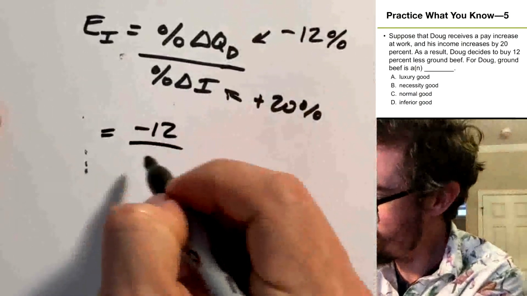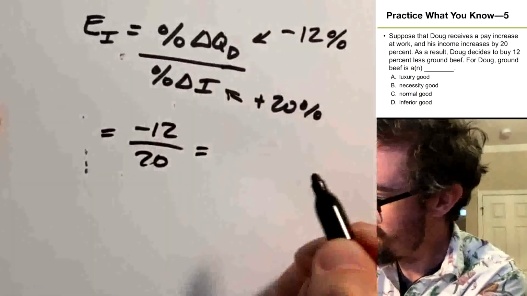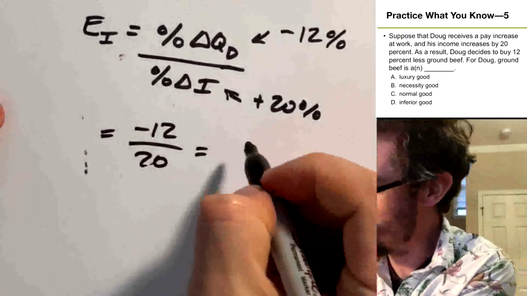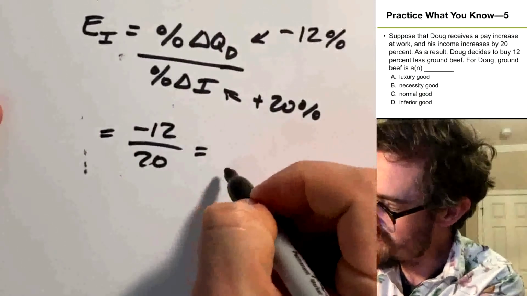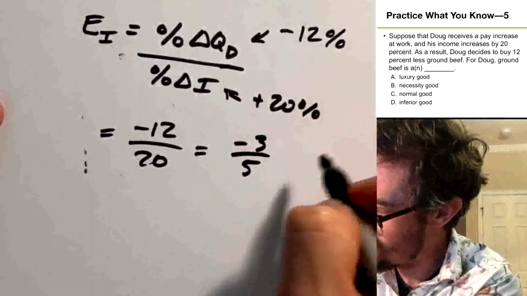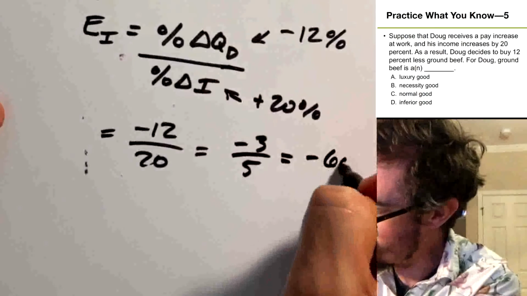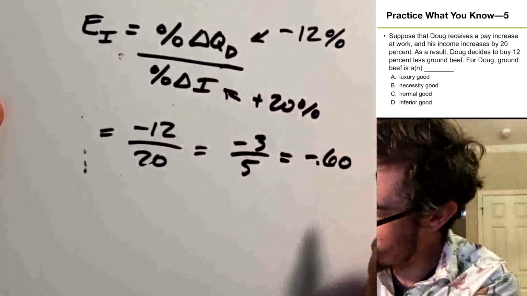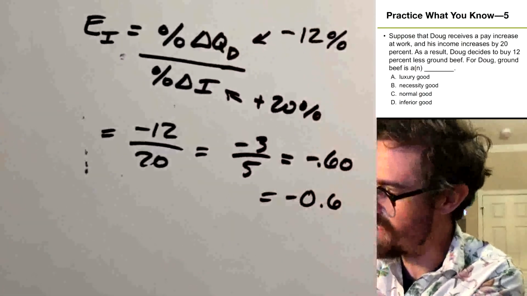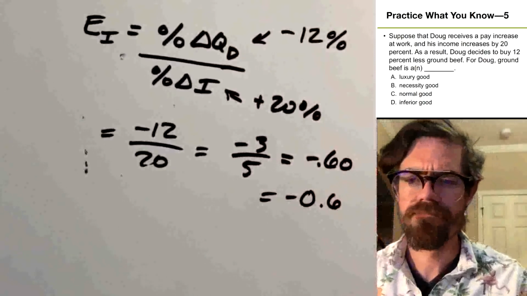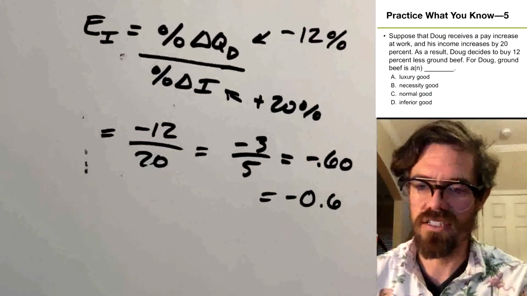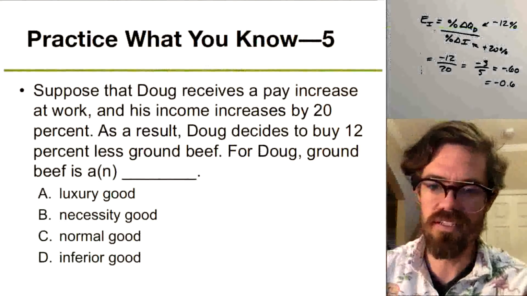So we've got negative 12 divided by 20. I'm not sure what that is off the top of my head. Let's see if I can reduce this real quick. That'd be 6 and 10, which is 3 and 5. So it's the same as negative 3 divided by 5, which is negative 0.6. So let me write that here, negative 0.6. All right, so there we go. Since it's negative, we know that it is an inferior good. So the correct answer is D.